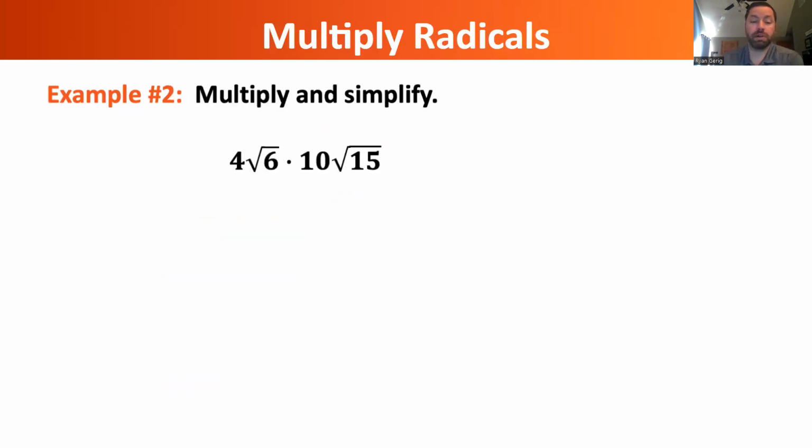What about this one? We got some numbers already on the outside and 6 and 15 underneath the radical. So what I'm going to do is look at the 4 radical 6 first. The 4 is already on the outside. I'm going to leave it there. 6 can be broken up into 3 times 2. 10 is already on the outside as well. So I'm going to leave it out there. 15 can be split up into 3 times 5.